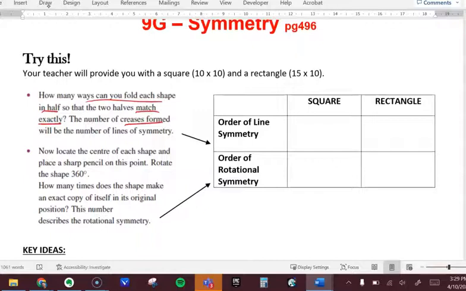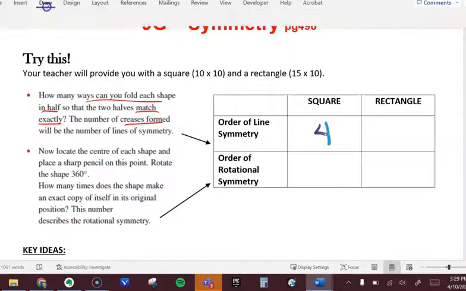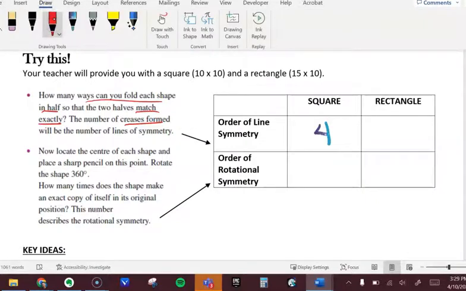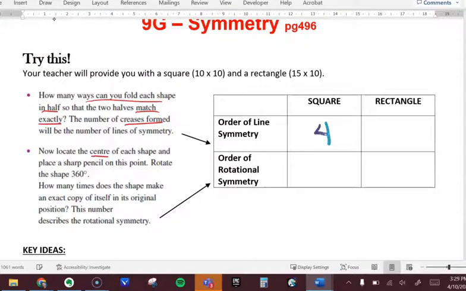So that's what we get when we find the order of line symmetry. How many lines or creases can we form for a square? That is 4. Now the order of rotational symmetry is similar, but instead of drawing lines, we're going to locate the center of the shape and rotate the shape 360 degrees. As we rotate it around in circles, how many times before we get to 360, or including 360, does the shape make an exact copy of itself in its original position? This is the rotational symmetry.